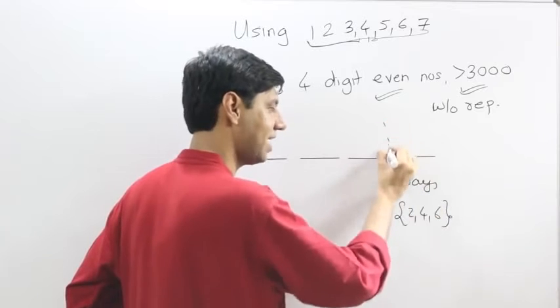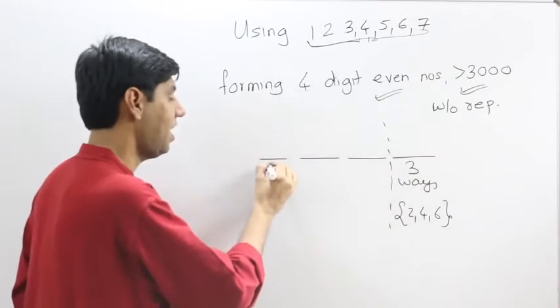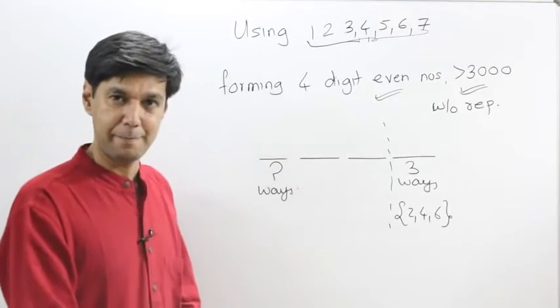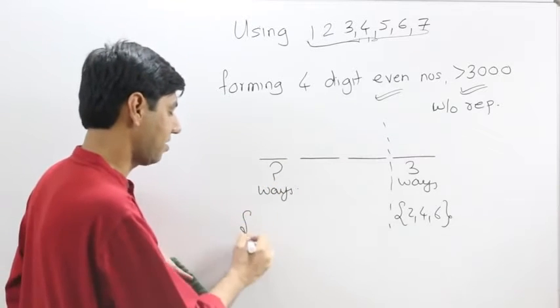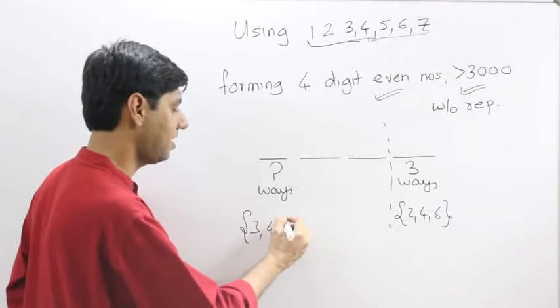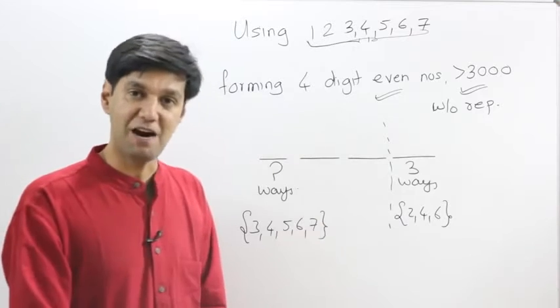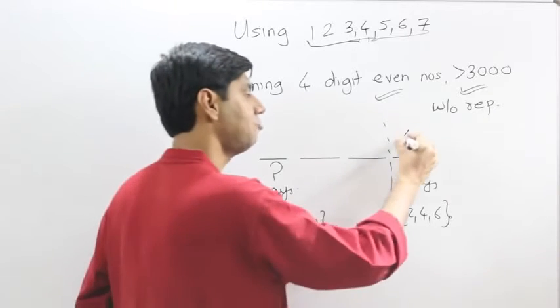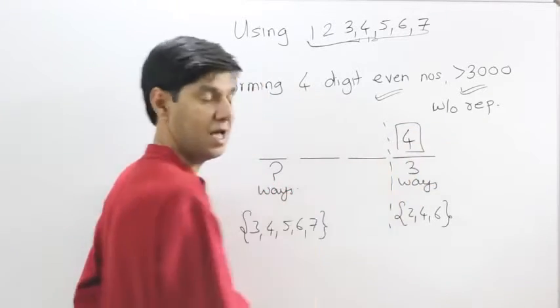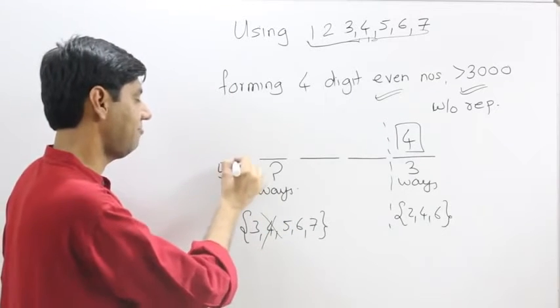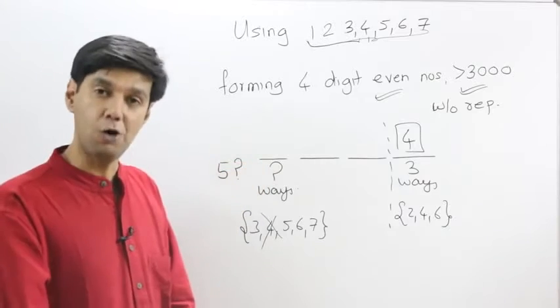But having satisfied this condition, in how many ways could I fill in the 1000th position? Same question comes back. The total possibilities are 3, 4, 5, 6, 7. But are all of them available for me? If I have used a 4 here, then a 4 is not available. So I would be having only 5 ways. But is this always the case?